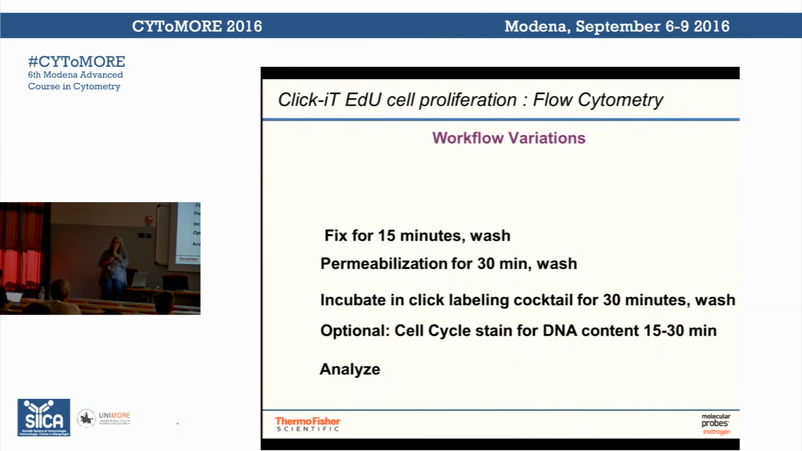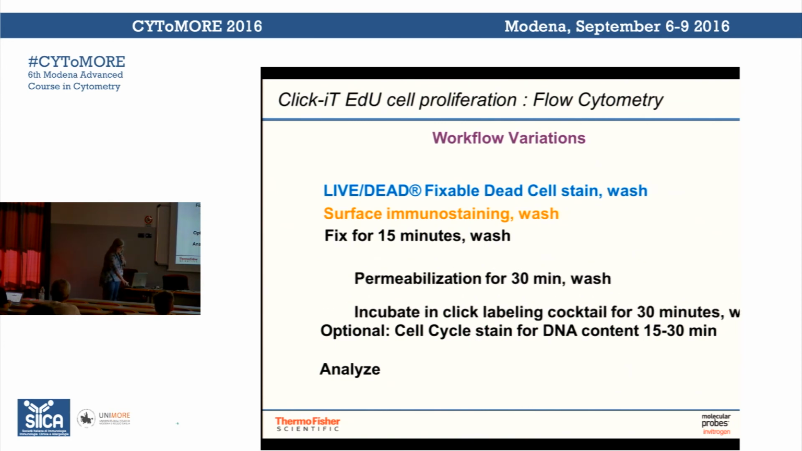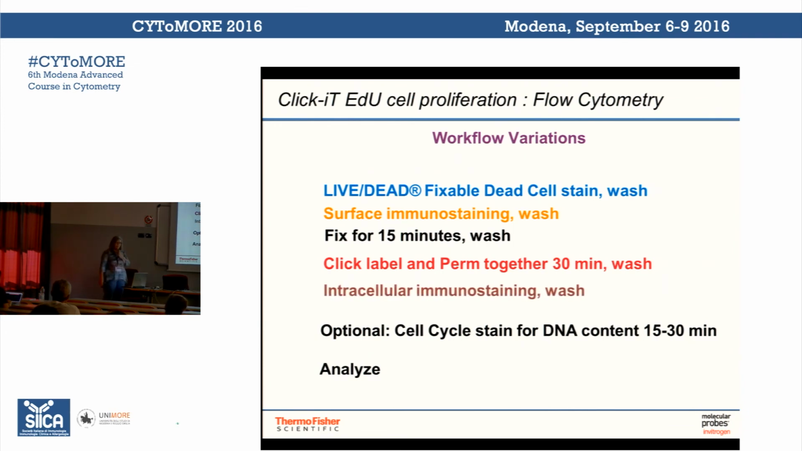So there are a couple of workflow variations that I like to talk about. First of all, you can add in a live/dead fixable stain. Then you can do surface immunophenotyping, fix, and then I like to combine the click and the perm together to save an additional 30 minutes of my time. I call it click and perm, and then go on to intracellular labeling, and then finally do a DNA content dye.